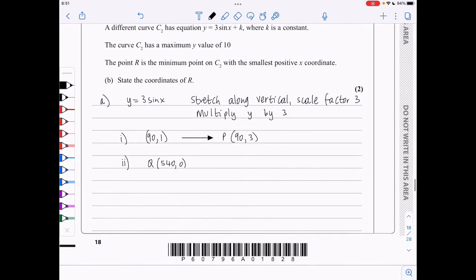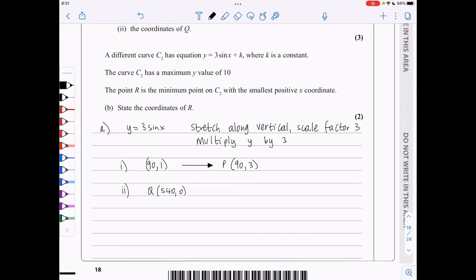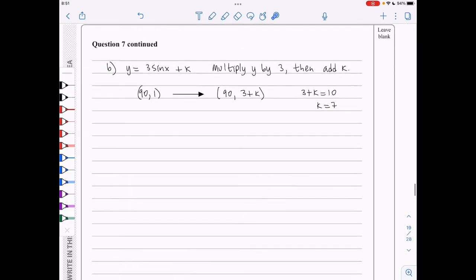So we were told to find the coordinates of R, where R was a minimum point on C2. Now, a minimum point in the original sine wave is at 270, minus 1. So what we will do is we will be multiplying y by 3 and then adding 7. So it's going to be minus 1 times 3 plus 7, which is 4. So 270, 4. These are the coordinates of point R.